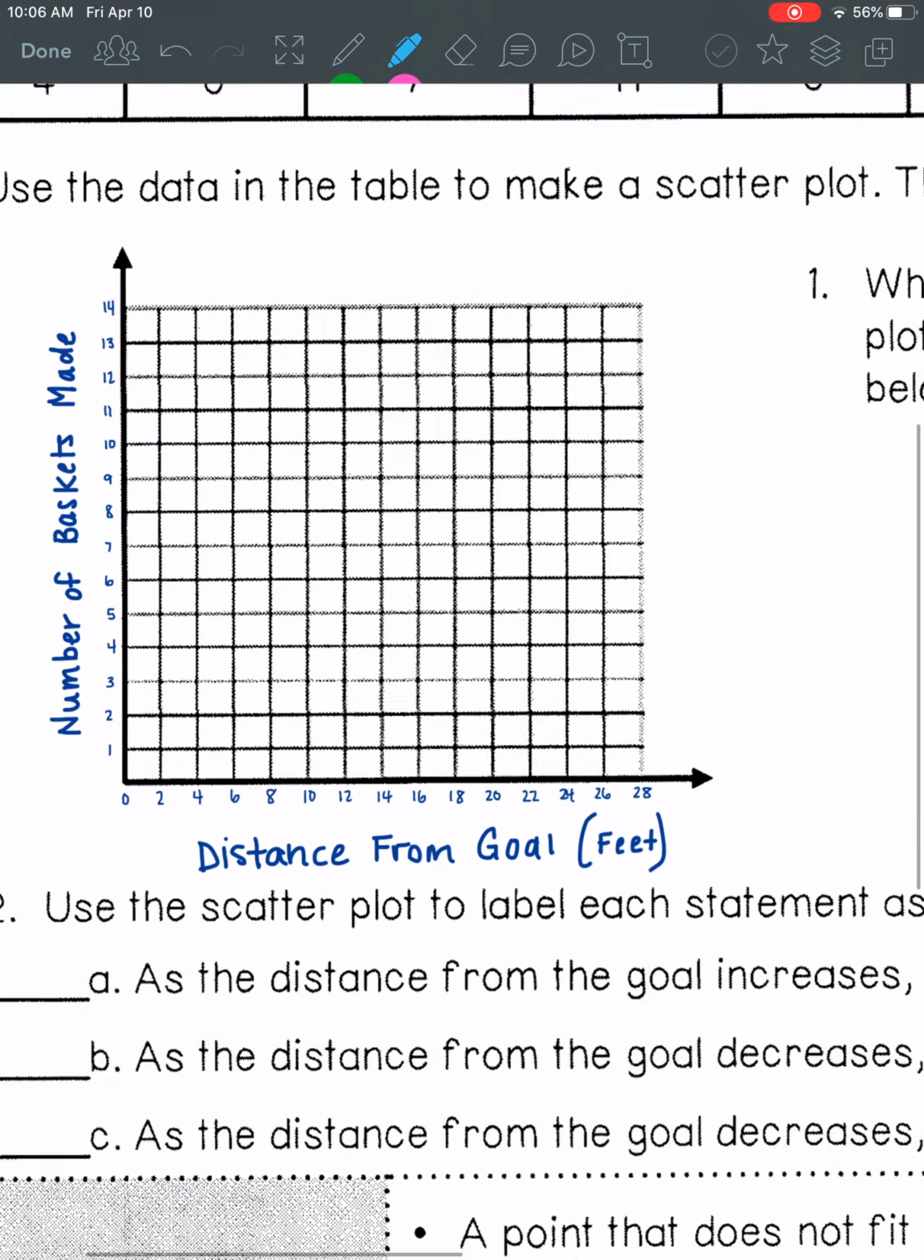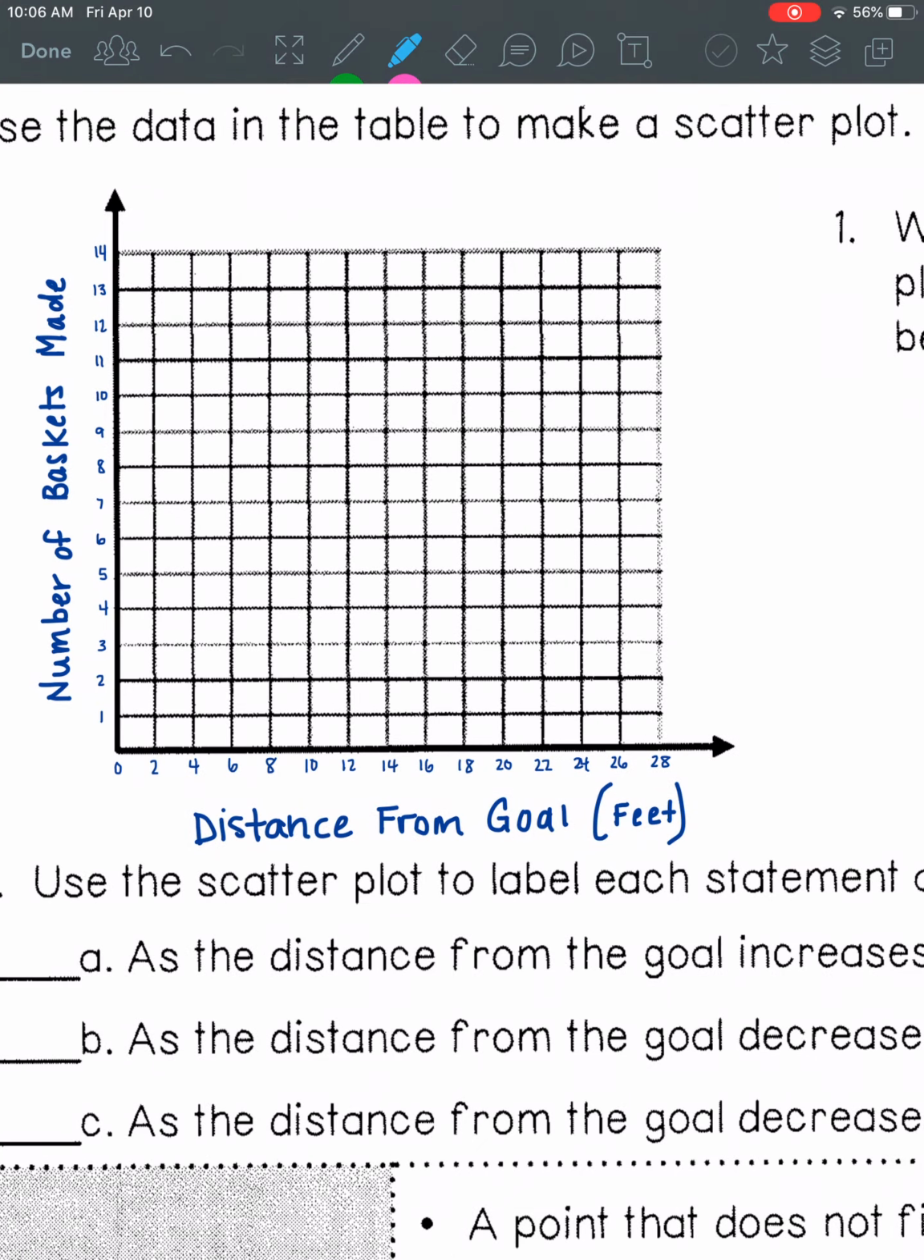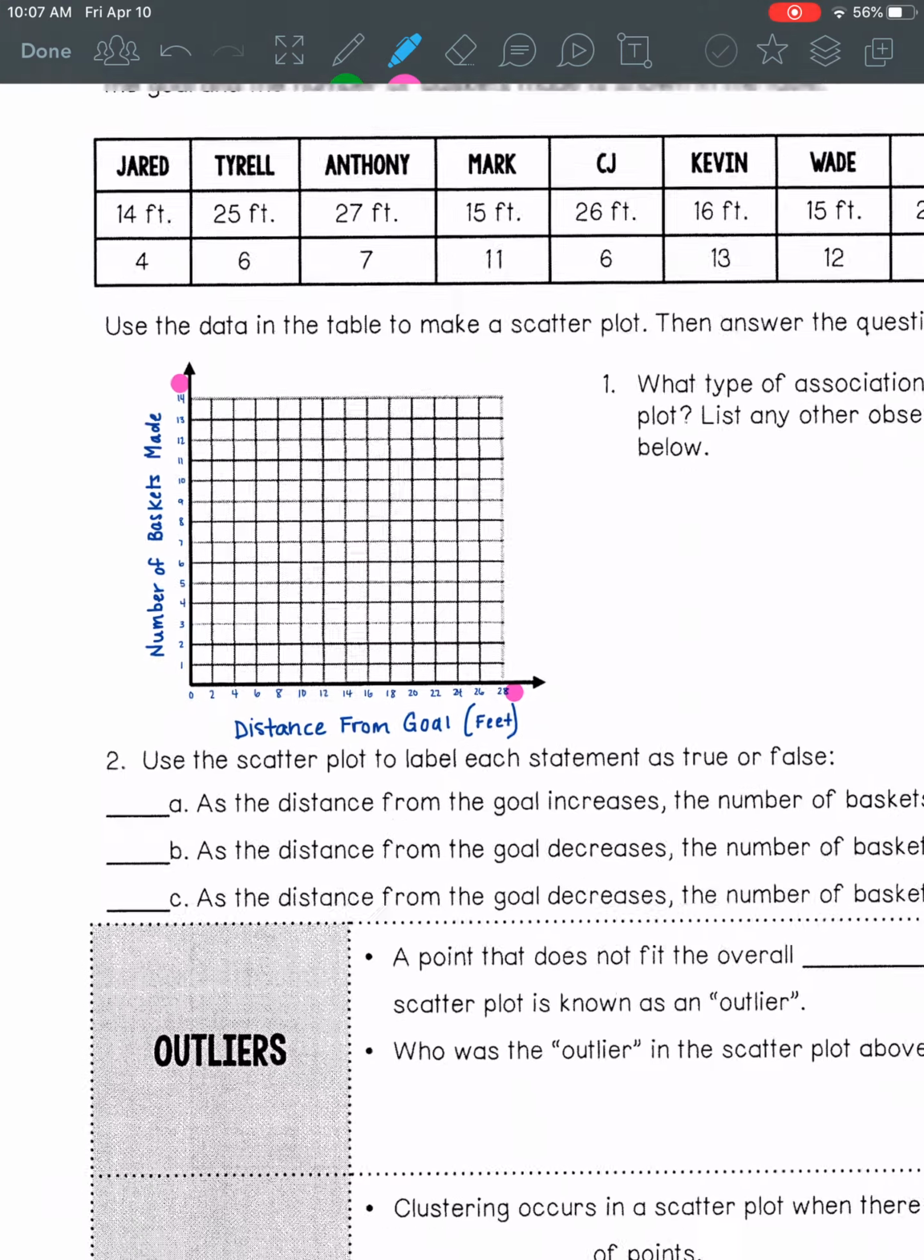So I created my x-axis. I labeled those intervals by 2s so that I could fit 28 on the graph. And then I labeled my y-axis by 1s so that 14 would fit on there. That way I can use the majority of my scatter plot. We don't want to shorten it so that all our points are in one location. We want to try and use as much of the graph as possible.